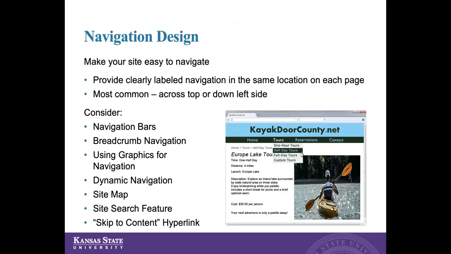Navigation-wise, you want your navigation to be easy to use, easy to figure out. So you want to try to label your links with stuff that makes sense. Things to use: breadcrumbs. That's something that you'll be using in the case studies assignments that you'll be working on. The breadcrumbs are that line of text there. On this one, right above where it says Europe Lake Tour, it says home, tours, half-day tours.